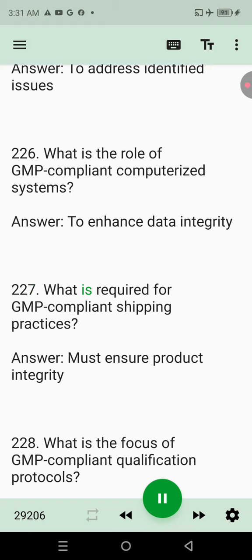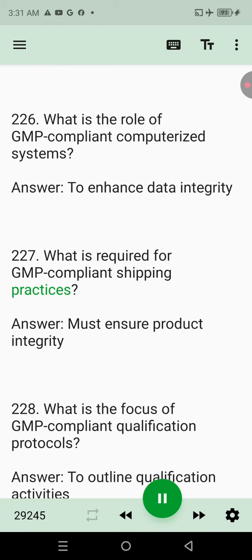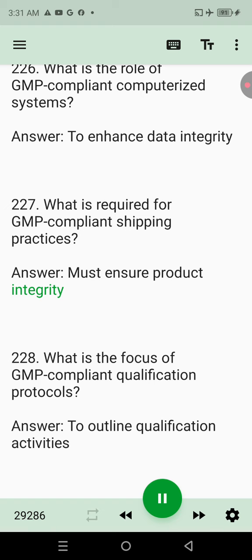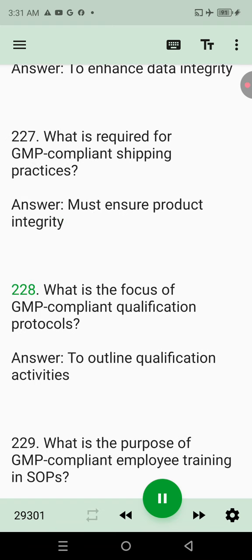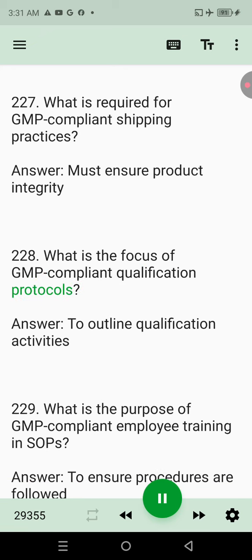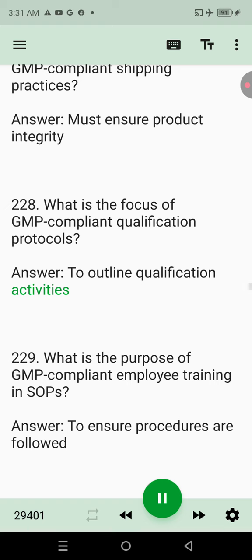227. What is required for GMP-compliant shipping practices? Answer: must ensure product integrity. 228. What is the focus of GMP-compliant qualification protocols? Answer: to outline qualification activities.